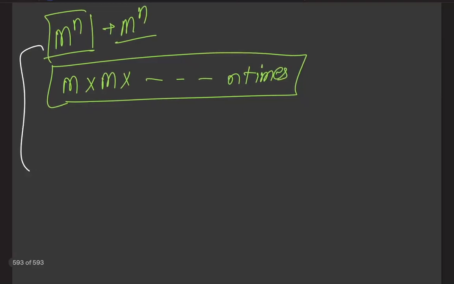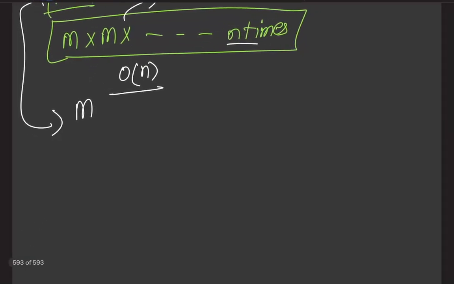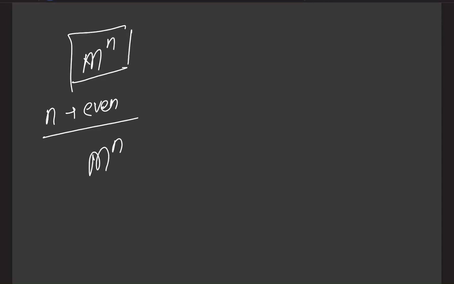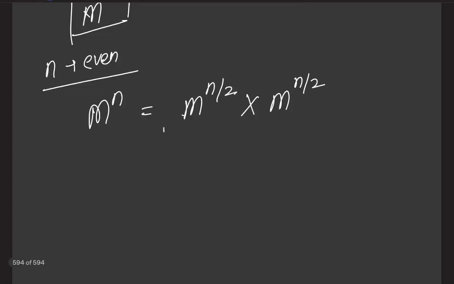But how can we optimize this approach? We don't want to go up to n, we don't want to multiply m n times. If you have already learned how to find a raised to power b using binary exponentiation, then you may have guessed what I am trying to do next. Let's say you have to find m raised to power n. If n is even, then you can just find m raised to power n by 2 and multiply it with itself. So m raised to power n is the same as m raised to power n by 2 multiplied by m raised to power n by 2, and you will do it recursively.